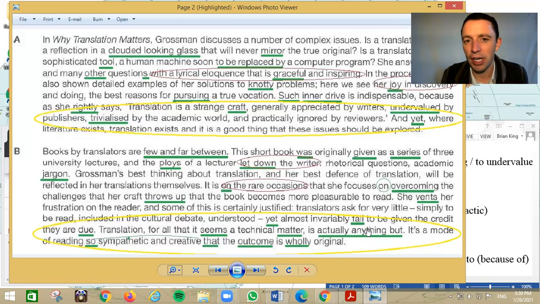Anything but, so that's a good expression as well. So are you happy? I am anything but happy. So I'm todo otra, pero no estoy feliz. I'm anything but happy. Okay?